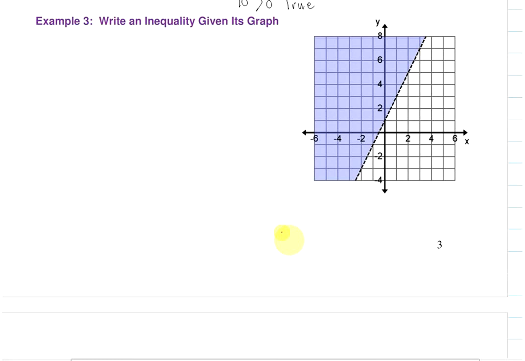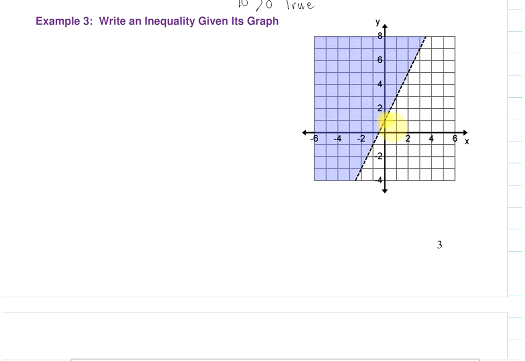Okay, so we are going to do example number 3, which is to write an inequality given its graph. All right, so our graph is here on the right, and probably the easiest way to come up with an equation for this line is to use y equals mx plus b. So I'll be interested in the y-intercept and the slope.